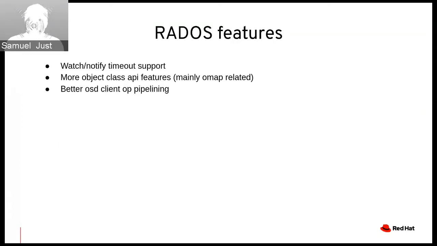To that end, we've added better watch notify support, mainly correct support for timeouts, but also lots of bug fixes. In general, better object class API support, mainly OMAP so that we can correctly support RBD header objects. And Joyhan has added better OSD client top pipelining after identifying it as a bottleneck in RBD testing.